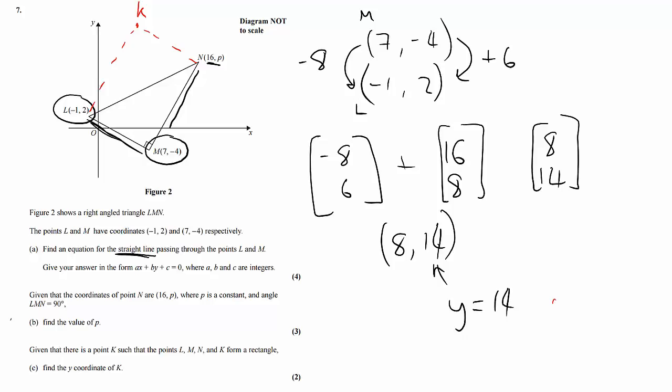Well, how the marks are given for this question: if you worked out 6, add the p value, you get 1 mark, p being what you got for your last question. And if you've got the answer, y equals 14, you get the accuracy mark. Good job.